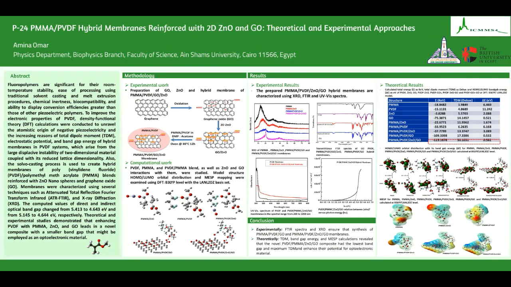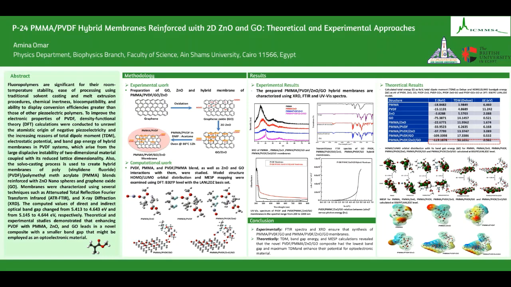Now poster number 24: polymethyl methacrylate PVDF hybrid membrane reinforced with 2D zinc oxide and graphene oxide, theoretical and experimental approach, presented by Amina Omar, lecturer of Biophysics, Faculty of Science, Ain Shams University. In this work we also focus on PVDF polymers, but we reinforced it with polymethyl methacrylate, forming a composite between polymethyl methacrylate and PVDF. Also, we have an experimental and theoretical approach.